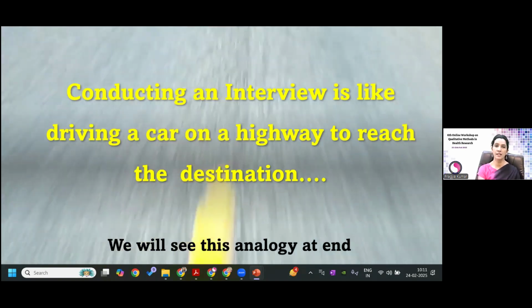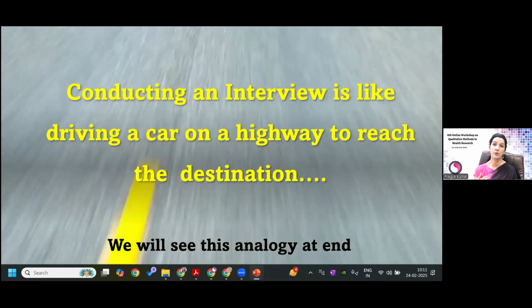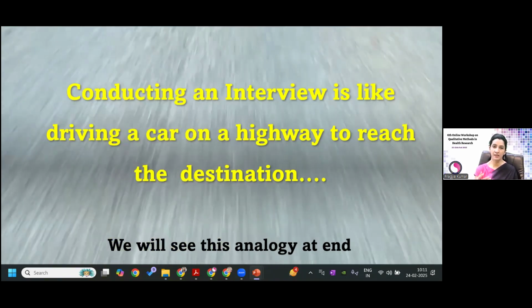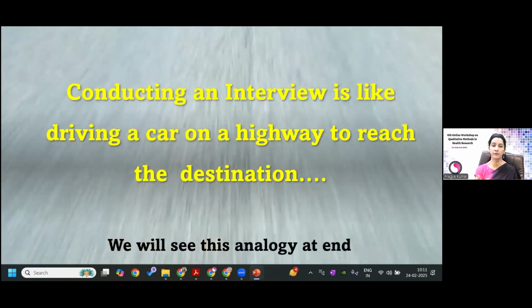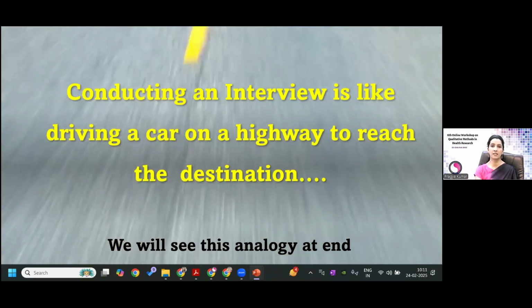So conducting an interview is like driving a car on a highway, and you have to reach a destination. Your destination in this case is that you should have a good interview at the end of this whole exercise. We'll see the analogy at the end.